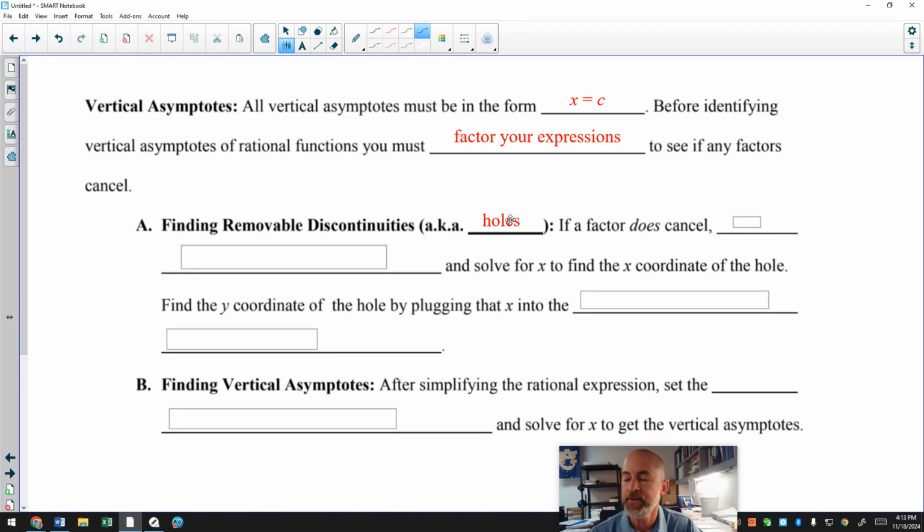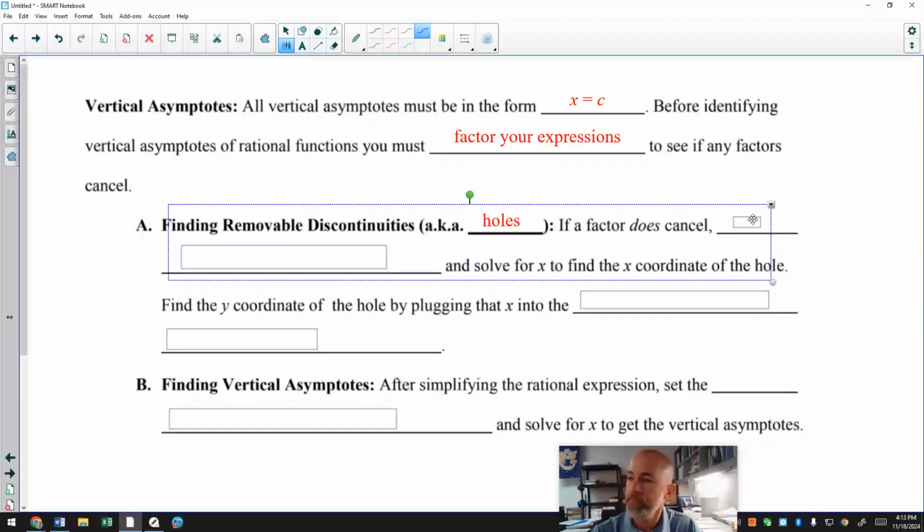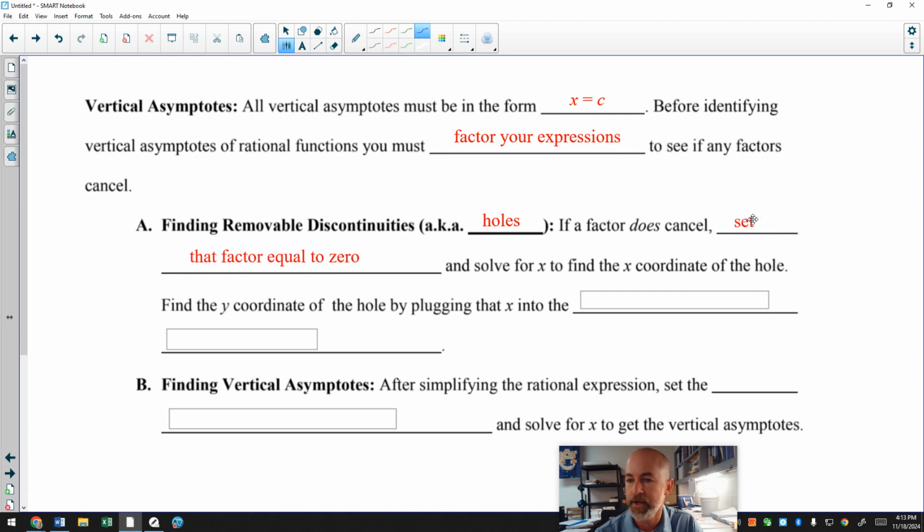And removable discontinuities are often lazily referred to as holes, which is perfectly fine. I call them holes all the time. And so when a factor does cancel, so if you do factor and you realize you can cancel, say, an x minus 3 on top and bottom, set that factor that canceled equal to 0 and solve for x. That x value will be the x coordinate of the hole. So what I just said, x minus 3 cancels, then x equals 3 will be the location of a hole.